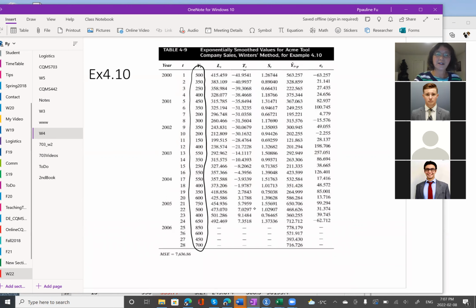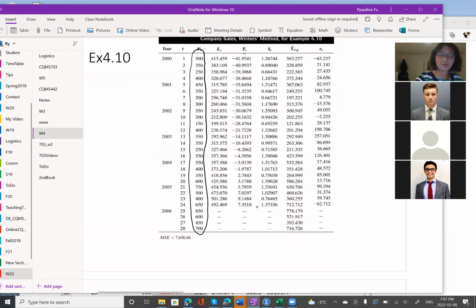If I randomly select a number, for example, when t equals 24, this number is L24. Do you agree? Any questions? When t equals 24, this number is L24, 492. If I don't know this number, how do I get it? I want to calculate this number. You can use a formula.